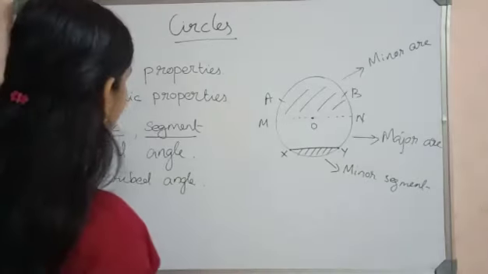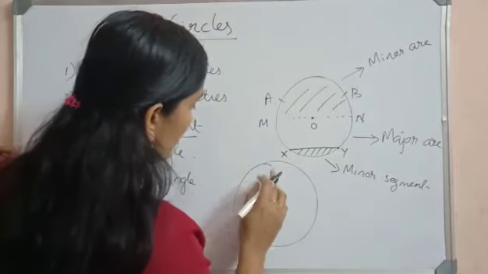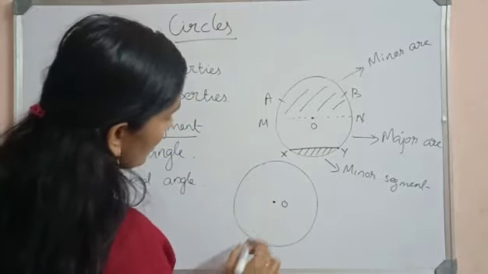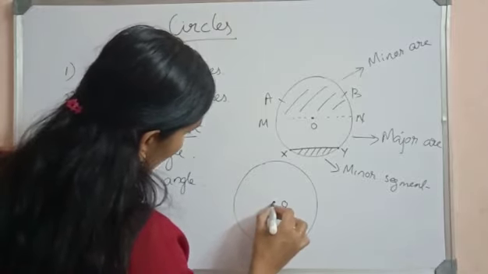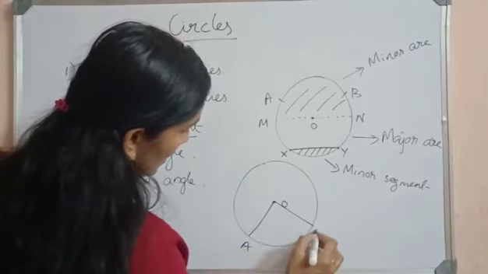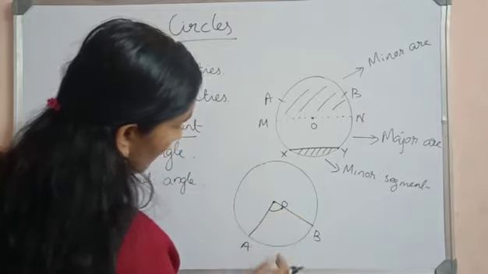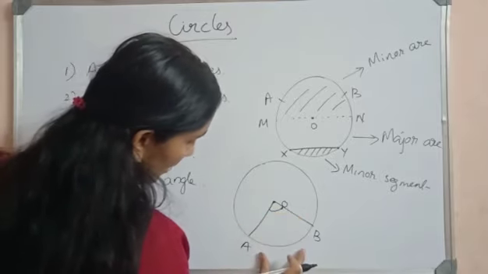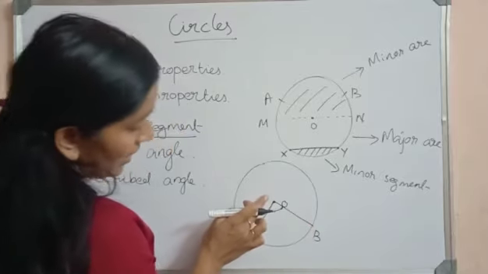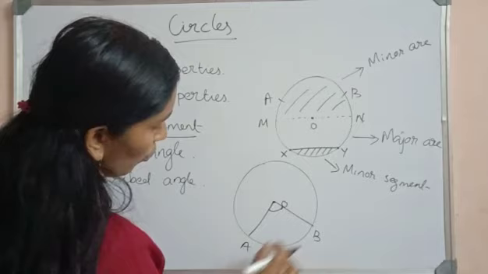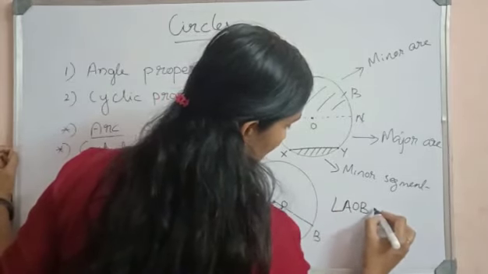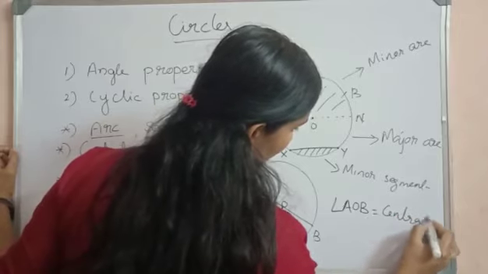The next is the central angle. If you consider a circle with center O, the angle subtended at the center by an arc is known as the central angle. This angle is subtended by this particular arc AB and it forms at the center O. Therefore, this angle AOB is called the central angle. Angle AOB is the central angle.